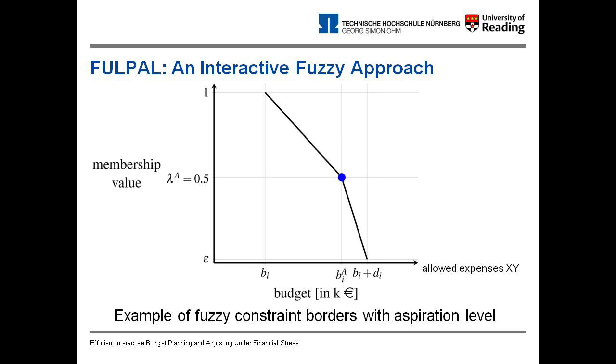Like the next figure shows, constraint borders can be modeled easily. In our example, we just have to respect an upper limit. All values lower than BI get a membership value of 1 assigned. The point with a membership value of 0.5 represents an aspiration level of a decision maker. According to his opinion, anything beyond the aspiration level is not acceptable. However, also values lower than BI plus DI would be at least theoretically possible.